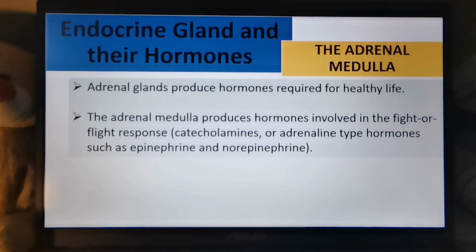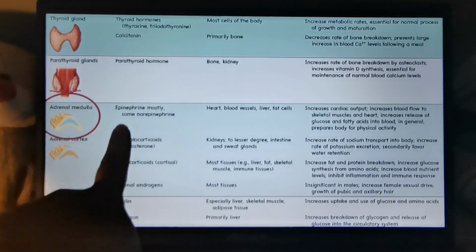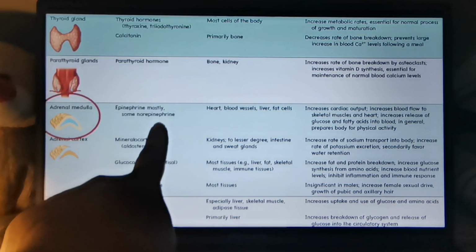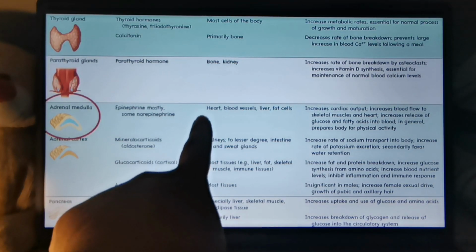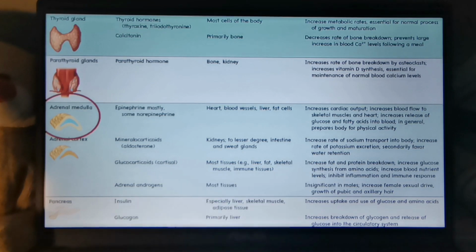Okay, so for the adrenal medulla, it produces hormones required for healthy life. It produces hormones involved in fight or flight response, like the catecholamines, adrenaline type hormones such as epinephrine and norepinephrine. Okay, so epinephrine and norepinephrine are also triggered or stimulated by neurotransmitters because they are released from your brain. Okay? Adrenal medulla, di ba? Adrenal medulla nandoon sa brain. Ayan. Okay, so ayan, adrenal medulla, epinephrine mostly, and it functions from your heart, blood vessels, liver, and fat cells.